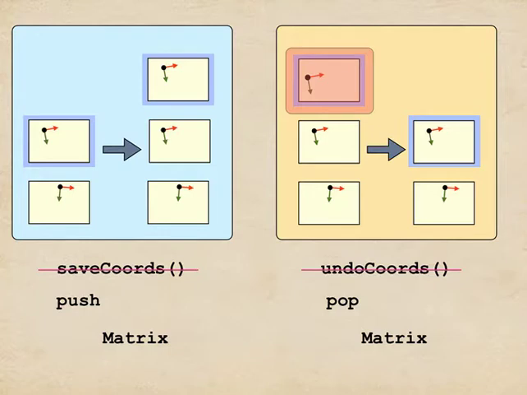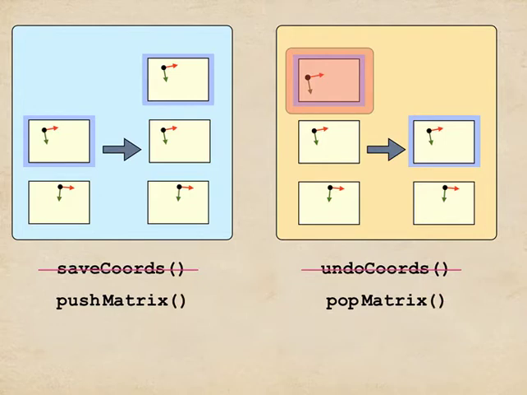And you hear people talk about this all the time. They say something like, oh, make the matrix bigger. And what they really mean is make the coordinate system bigger. So you can think of this as kind of a leftover piece of notation from early days, but that's what it is. And so the two commands for saving and undoing are actually named push matrix and pop matrix.